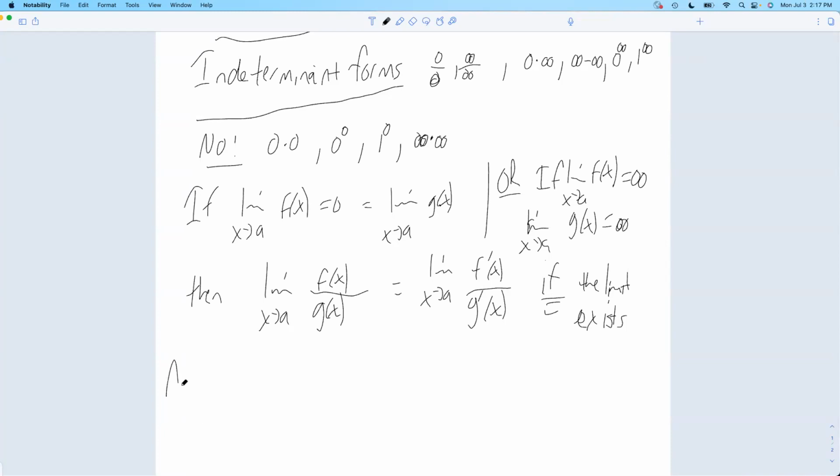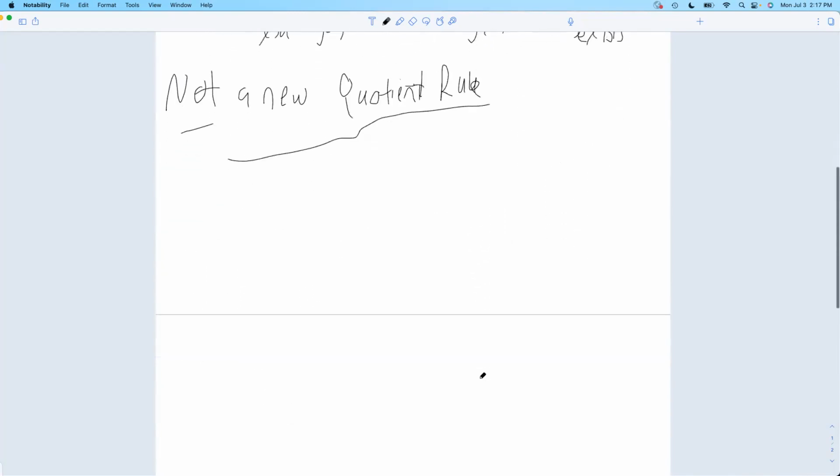This is not a new version of quotient rule. This does not help us take derivatives. It helps us take limits. Okay. Let's do a bunch of examples and this will make more sense.